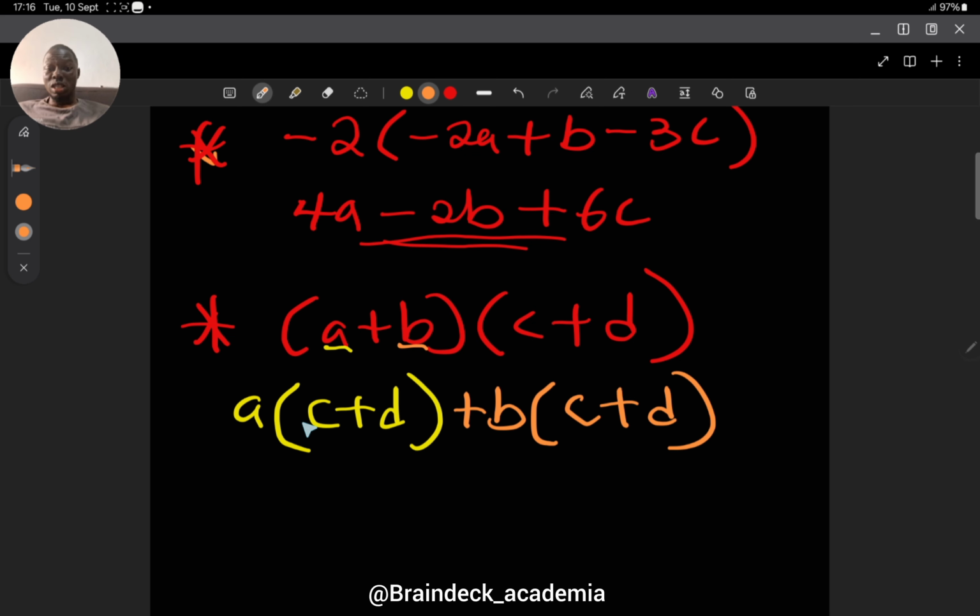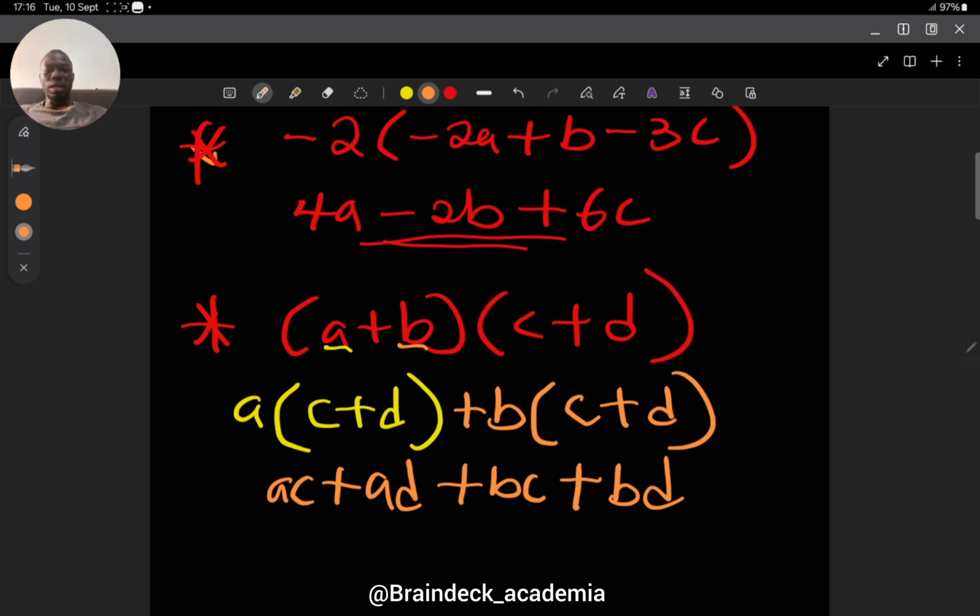So the next thing to do, I'm sure this is already familiar because this is just distributing. You are just to distribute here. So this will be a times c will give us ac, a times d will give us plus ad, plus b times c will give us plus bc, then plus b times d will give us plus bd. And that's all.